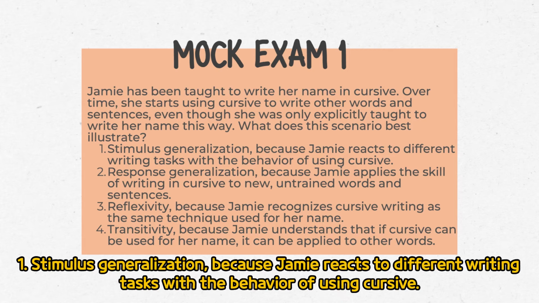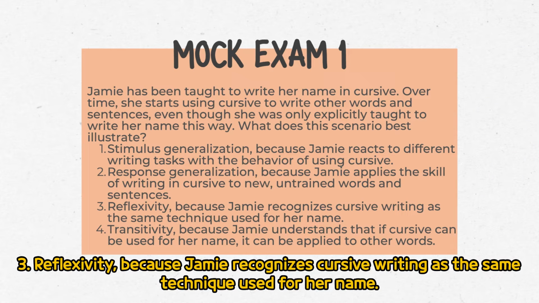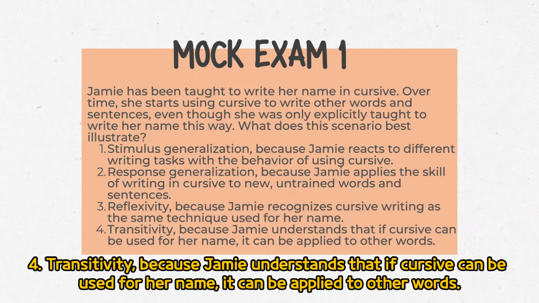1. Stimulus generalization, because Jamie reacts to different writing tasks with the behavior of using cursive. 2. Response generalization, because Jamie applies the skill of writing in cursive to new, untrained words and sentences. 3. Reflexivity, because Jamie recognizes cursive writing as the same technique used for her name. 4. Transitivity, because Jamie understands that if cursive can be used for her name, it can be applied to other words.